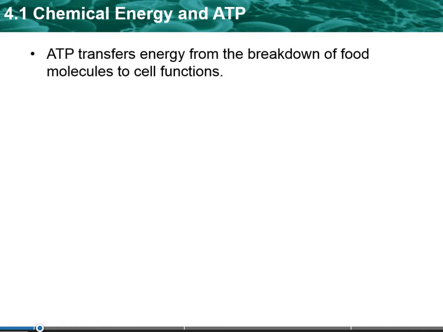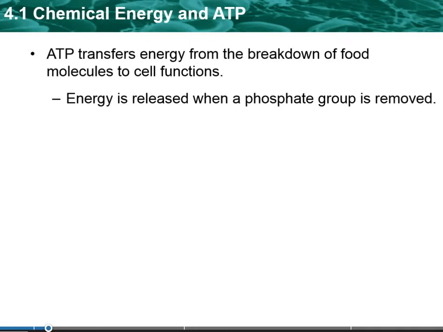So ATP transfers energy from the breakdown of food molecules to do cell functions. Energy is going to be released when a phosphate group is removed. So the energy is actually stored in the bonds between the phosphate molecules. And we'll look at that here in a minute. You could almost think of the bond as being like a glass tube, and inside that glass tube is a bunch of marbles, and you break that tube, all of that energy is going to be released. So that is where the energy is stored in the ATP molecule.